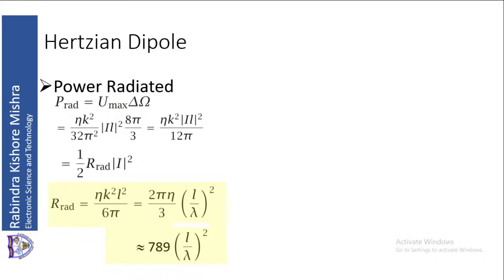So if you put k equal to 2 pi by lambda, k square will become 4 pi square by lambda square. So that will become eta into 4 pi square by 6 pi into L square by lambda square. We can write that as 2 pi eta by 3 into (L by lambda) square. Now eta is equal to 120 pi, so 2 pi into 120 pi by 3 gives us approximately 789 into (L by lambda) square.